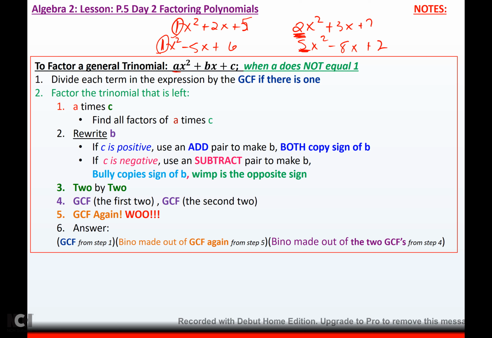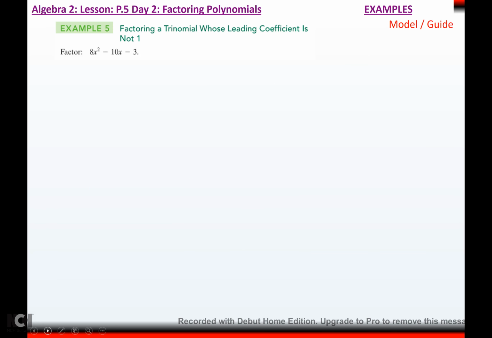So, always check to see if there's a GCF. If there is, factor it out. If there's not, you're ready to factor the trinomial. The steps to factor a general trinomial when a is not 1: a times c, find all the factors, rewrite b, 2 by 2, GCF, GCF again. Sound familiar? We've done all of this. The only new things are these two steps, and we've kind of done them, we just didn't have to take into account a like we do now. So let's do a few and you'll get used to my little song here.